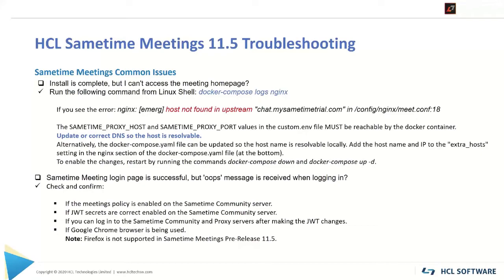go back to checking the things I talked about before: checking the meeting policy, checking my JWT secrets, making sure you can log into the community and proxy server after making the JWT changes, and then making sure we're using a good browser. The Firefox browser was not supported in the pre-release code, but is supported in the full release that we're talking about today. So make sure we're updated to the full release if you're testing things other than Chrome.